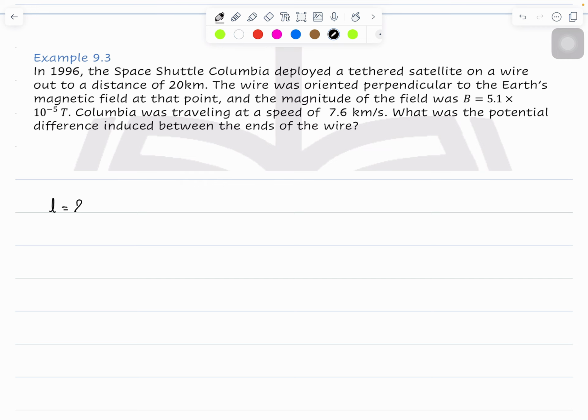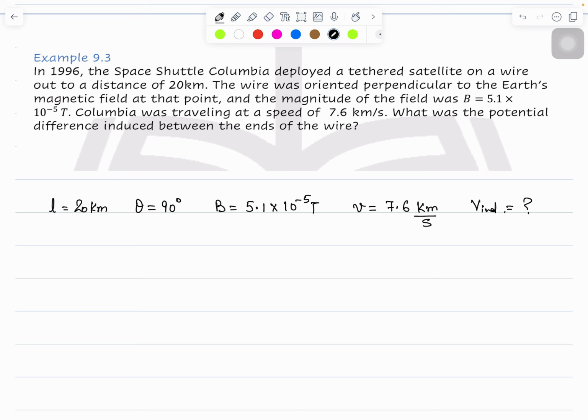So L is equal to 20 kilometers. The wire was oriented perpendicular, theta is equal to 90 degrees, to the Earth's magnetic field at that point, and the magnitude of the field was B is equal to 5.1 times 10 raised to power negative 5 Tesla. Columbia was traveling at a velocity of 7.6 kilometers per second. What was the potential difference? We are looking for the induced potential difference.